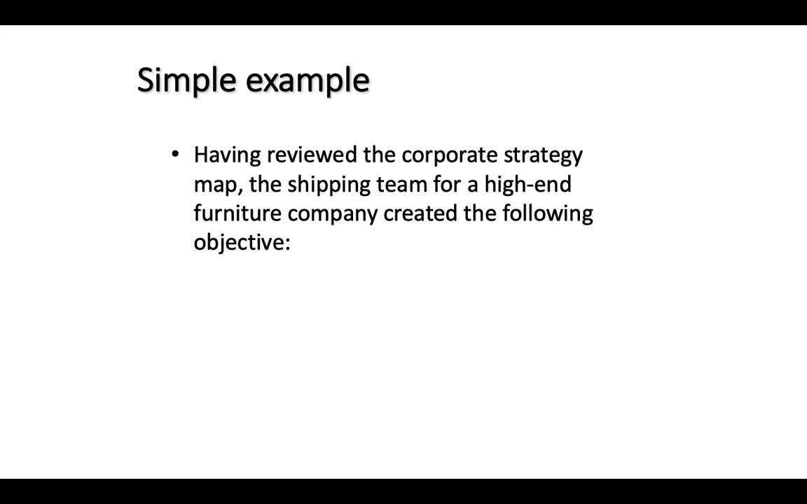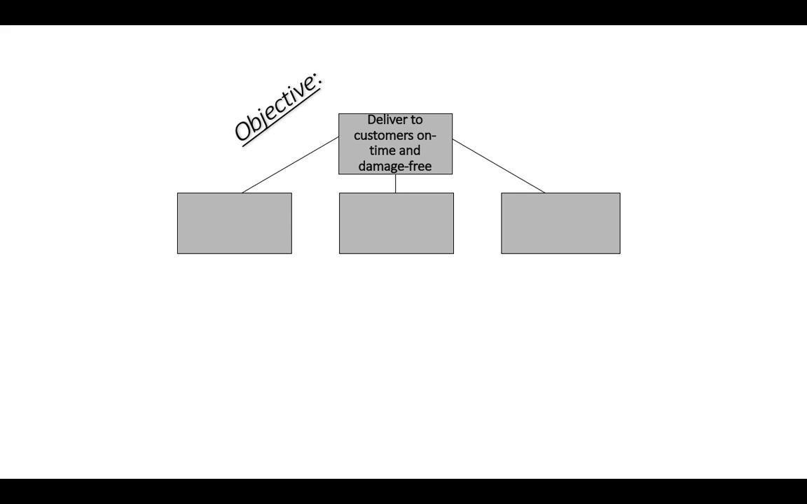Let's look at a simple example just to drive the point home. Let's take a shipping team, and you can see that having reviewed the corporate strategy map, the shipping team for a high-end furniture company created the following objective: deliver to customers on time and damage-free. So with that objective, let's look at some possible key results.